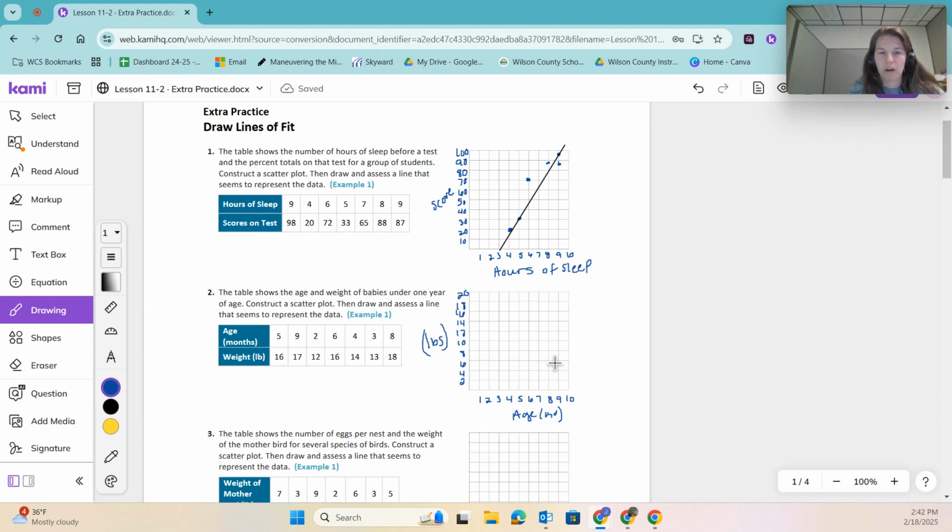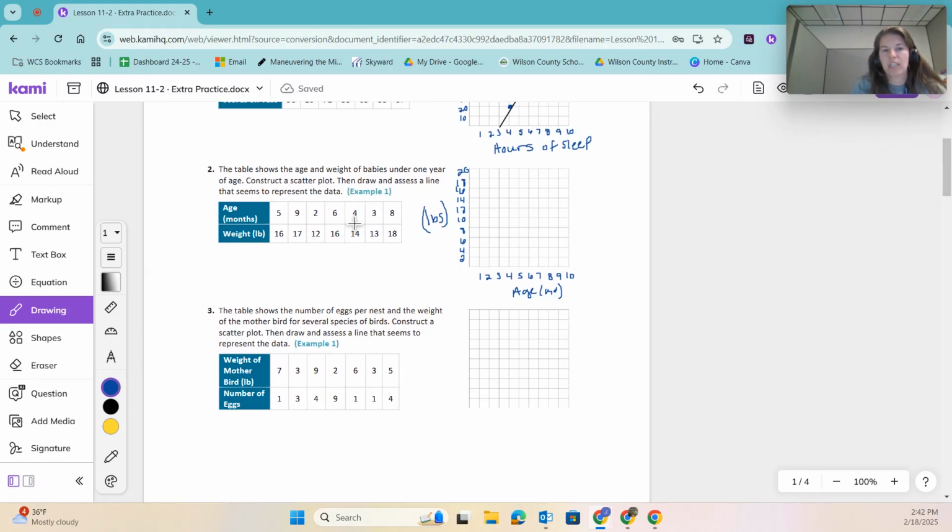Okay, let's take a look at one more. Okay, the table shows the age and weight of babies under a year of age. All right, so months and their weights. So 5 and 16 pounds. 5 months, 16 pounds. 9 months and 17 pounds. 2 months and 12 pounds.